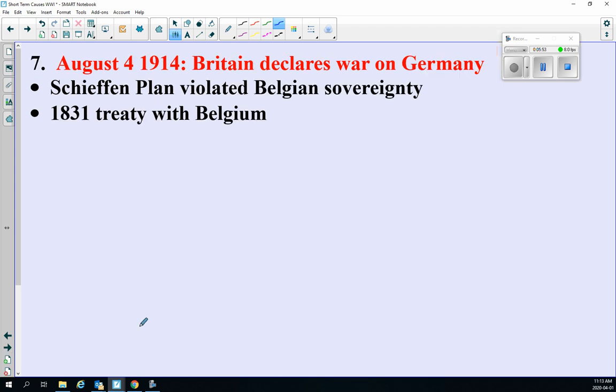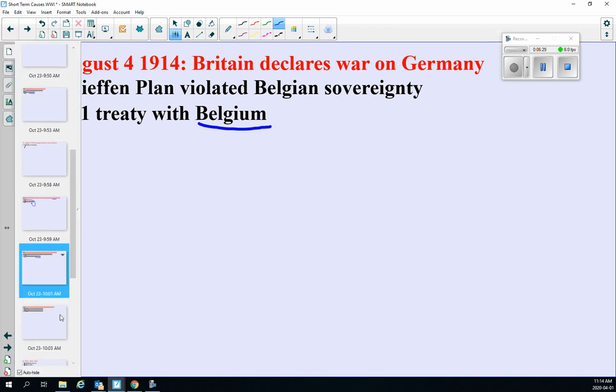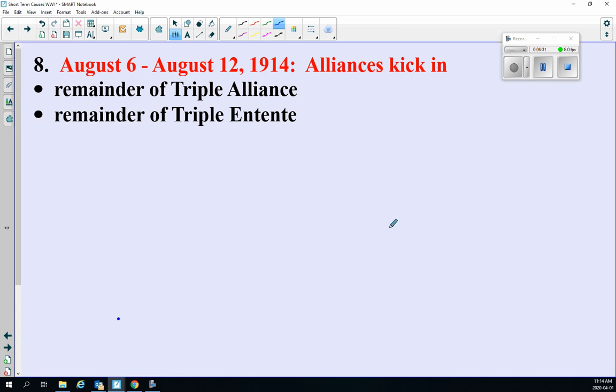Event number 7, Britain declares war on Germany, which was probably already going to happen. If Britain honored the Triple Entente, they were probably going to have to fight alongside the French and the Russians already. But little known fact, in 1831, Britain signed a treaty with Belgium to uphold Belgian sovereignty. And so as soon as the Germans invade Belgium, the British also honor that treaty with Belgium and they declare war on Germany. So now you've got the full swing of World War I, the World War I as we know it. All of the major European countries are involved.